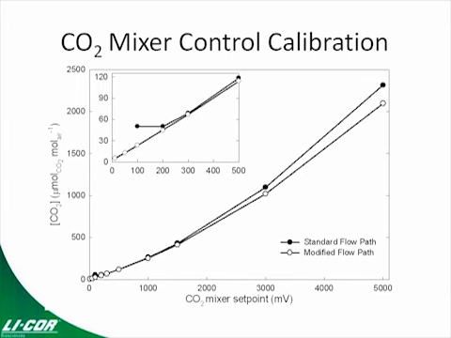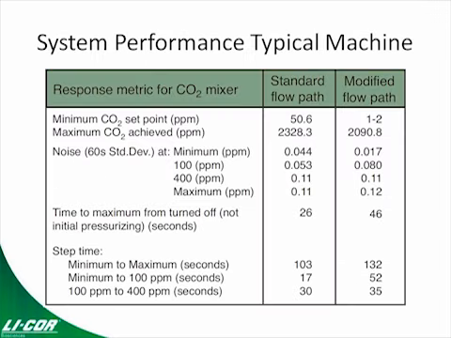The modified flow path does have an achieved CO2 concentration that is about 0 and is a fairly continuous response, whereas the standard flow path does have a limitation at 30 to 50 micromoles per mole depending on system. The CO2 performance is not impacted by the modification. There is a loss of about 10%, as I noted previously, in the maximum CO2 concentration, but it's still greater than 2,000 micromoles per mole for most machines.